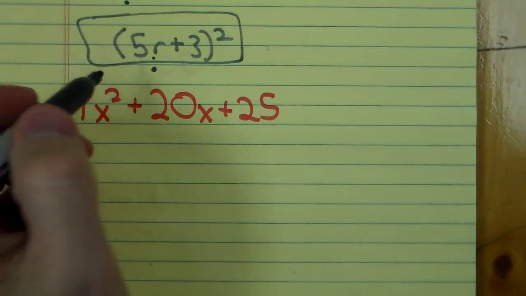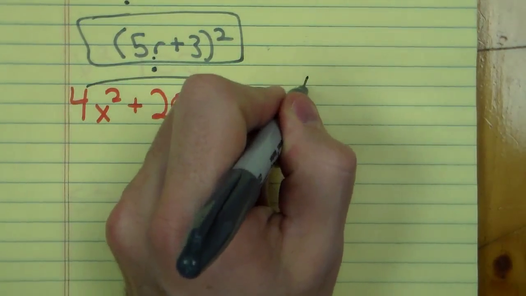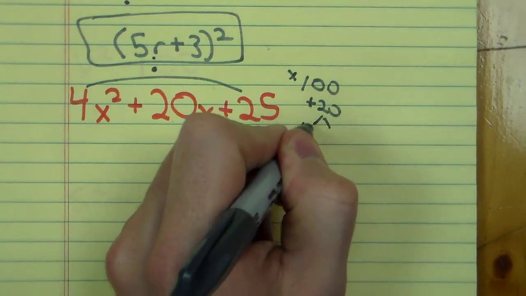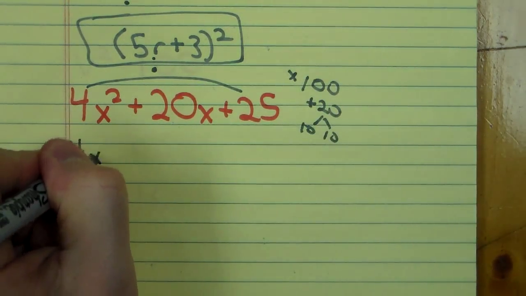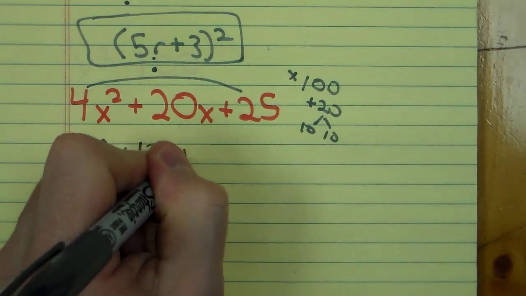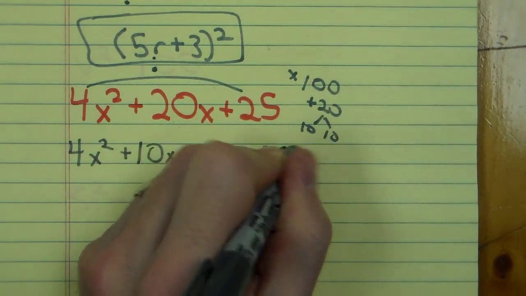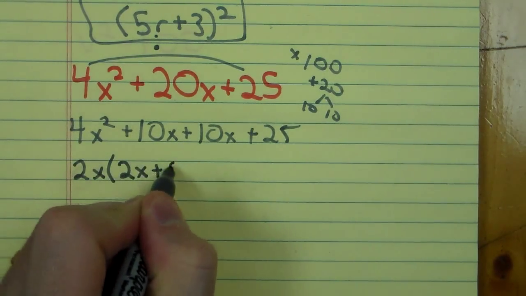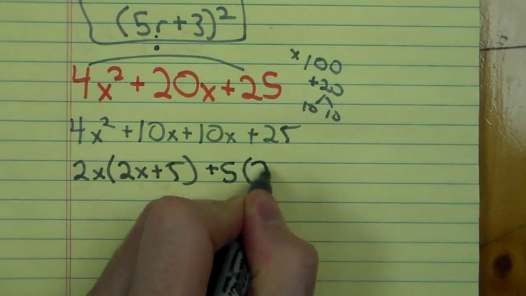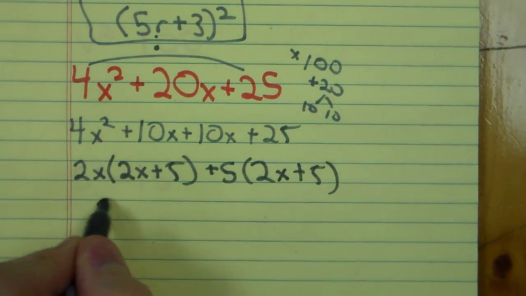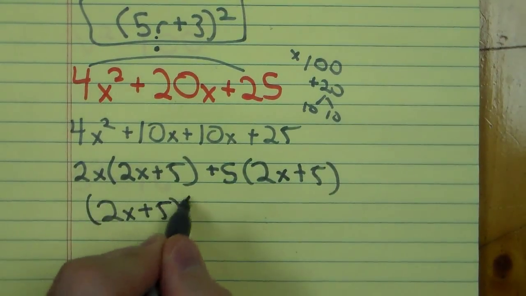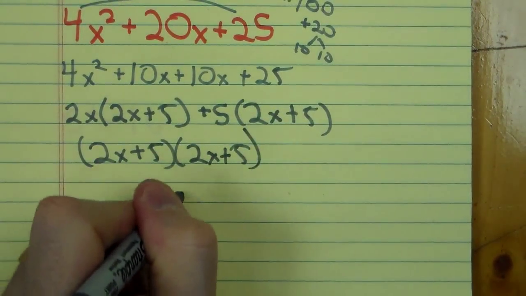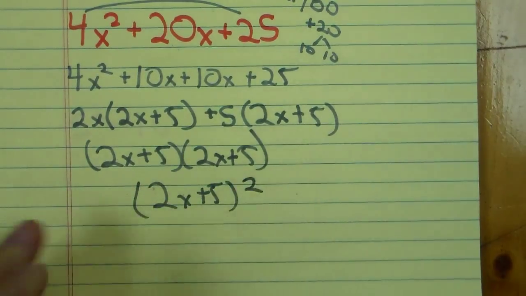4x squared plus 20x plus 25. 4 times 25 is 100. I wanted to add to 20. Well, if I add to 20 and get to 100, I'm going to do 10 and 10. So that's 4x squared plus 10x plus 10x plus 25. I'm going to take out a 2x and I'm left with 2x plus 5. I'm going to take out a 5 and I'm left with 2x plus 5. So our answer is 2x plus 5 and 2x plus 5, or 2x plus 5 squared.